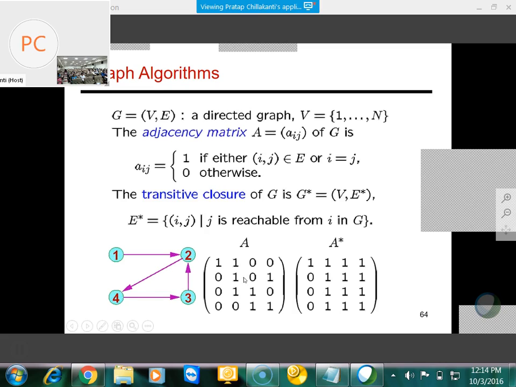Now you come to node 2. Is there a path from 2 to 1? There is no path. You put a 0. 2 to 2 is 1 by definition. 2 to 3, is there a path from 2 to 3? Yes. You go from 2 to 4 to 3. You put a 1. 2 to 4, obviously there's a path, you put a 1. So that is how you come up with a transitive closure.